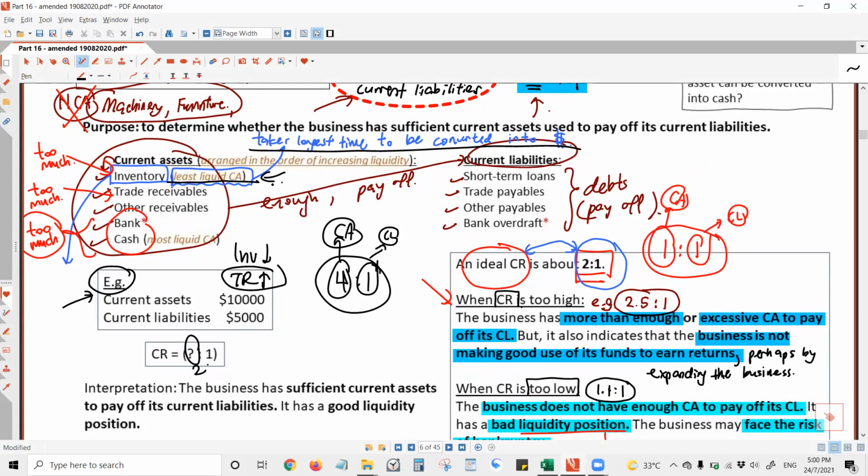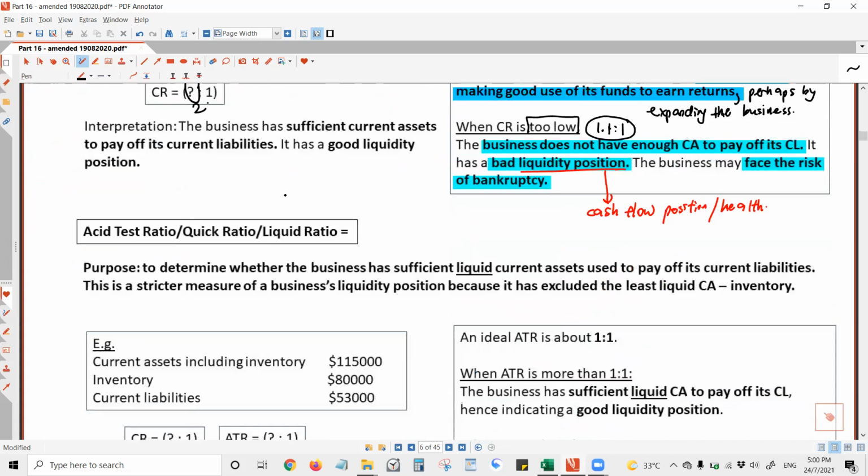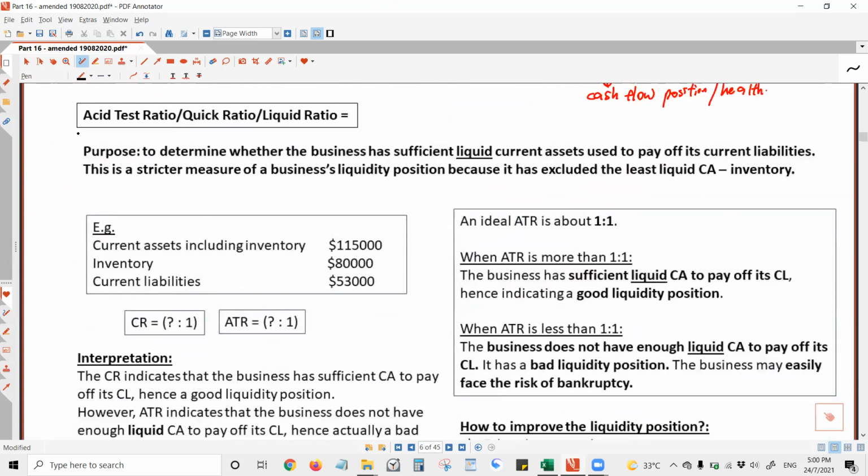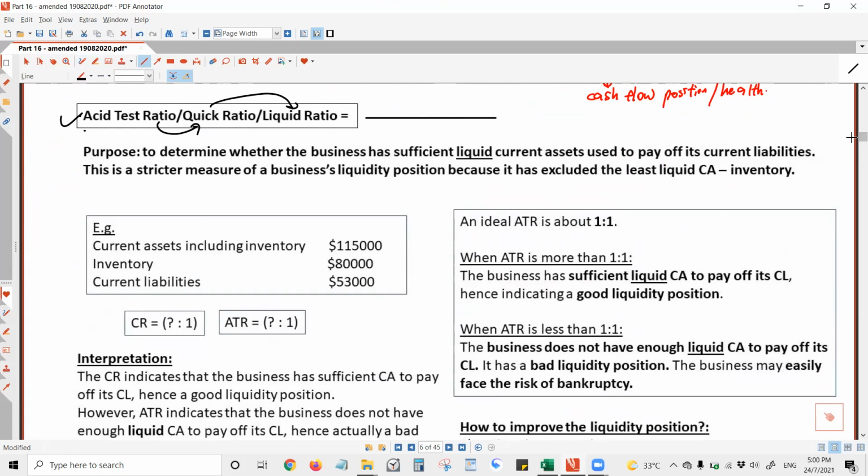So we have a more sophisticated formula than the current ratio, where we are going to remove the inventory, which is the next formula, acid test ratio. Acid test ratio is also known as quick ratio. It is also known as liquid ratio. These three terms are synonyms of one another. So the formula, you copy from the first page while I go and charge my laptop.